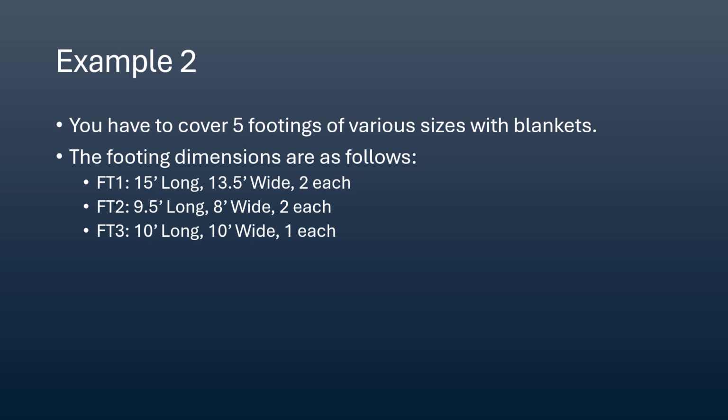So footing number 1, or footing size 1, is 15 feet long, it's 13.5 feet wide, and there's 2 of those. Footing number 2 is 9.5 feet long, it's 8 feet wide, and there's 2 of those. And then footing number 3 is 10 feet long, 10 feet wide, and there's only 1 of those. So what's the total square footage that you need to cover all of the footings?